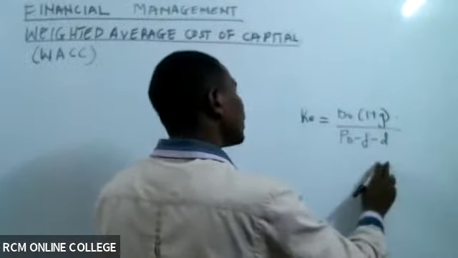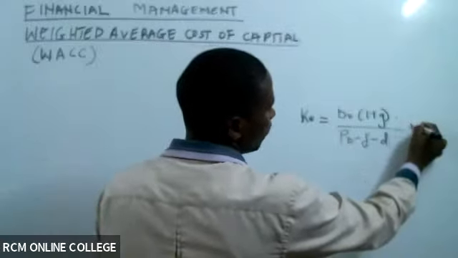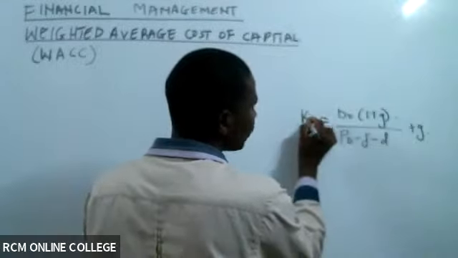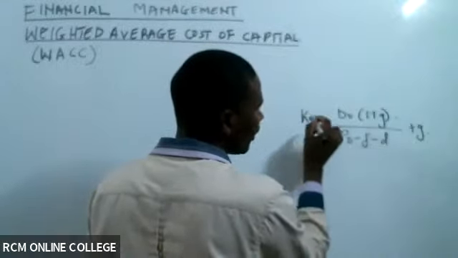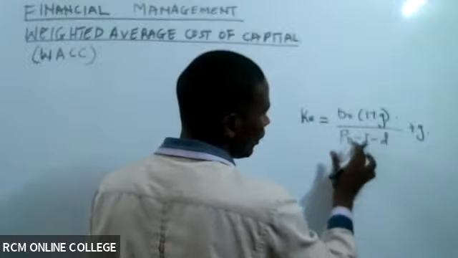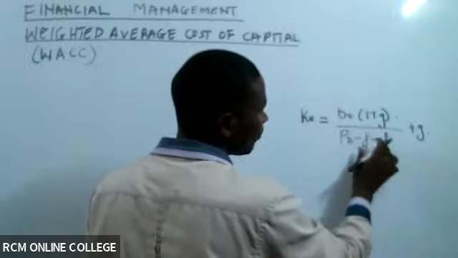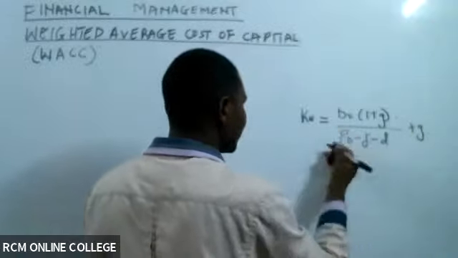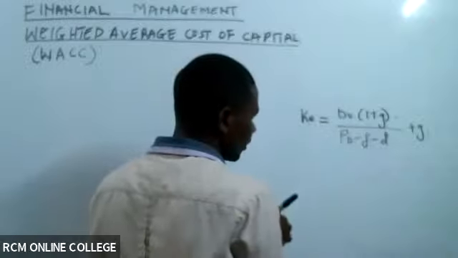And then you can add g. To simplify, this stands for the ordinary share and the retained earning. Remember, for retained earning we exclude the F minus D. So we shall see using an example. Then you multiply by 100, of course, since this should be given as a percentage.